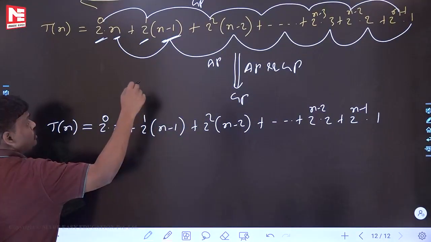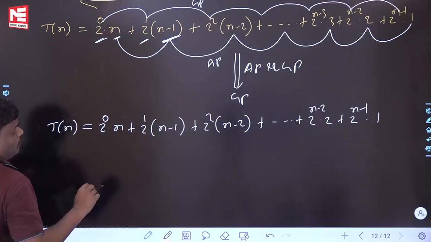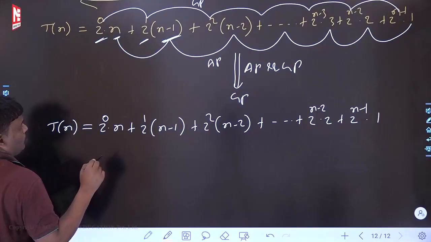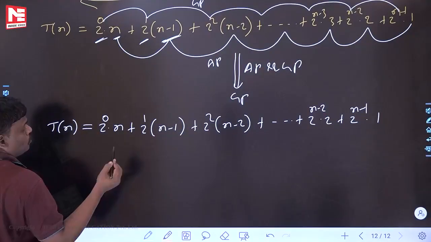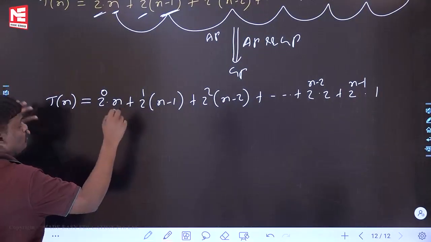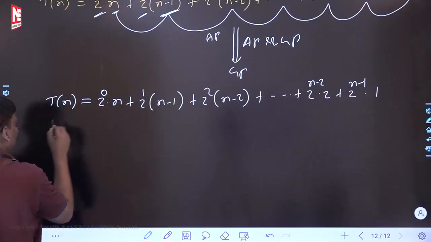APGP into GP, how? Can you find the GP series? In the GP series, what is the R value? How to get the R value? Second one by first one: 2 power 1 by 2 power 0 is 2 power 1, and 2 square by 2 power 1 is 2. So, APGP, how to convert into GP is like this. It is the Tn. In the GP series, what is the R value? 2. So what will you do?